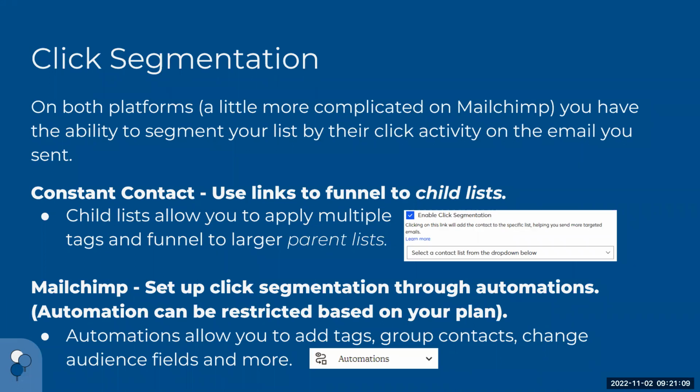So I talked about this very briefly earlier. This is called click segmentation. Click segmentation is another way that you can continuously learn more about your audience. On both platforms, there are methods to do this. It's a little bit more complicated on Mailchimp just because you have to use automations, but you have the ability to segment your list by their click activity on the emails that you sent.